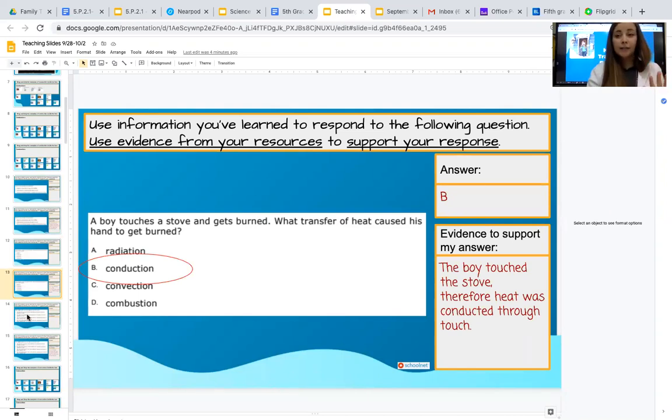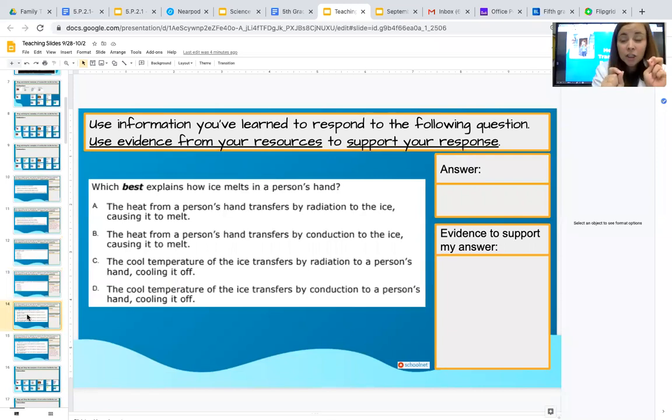All right, guys. This next one, you're going to have to pay close attention to the order of the words and the way things happen. Think of everything you know about heat transfer. Here we go. Which best explains how ice melts in a person's hand? A, the heat from the person's hand transfers by radiation to the ice, causing it to melt. B, the heat from a person's hand transfers by conduction to the ice, causing it to melt. C, the cool temperature of the ice transfers by radiation to a person's hand, cooling it off. Or D, the cool temperature of the ice transfers by conduction to a person's hand, cooling it off.